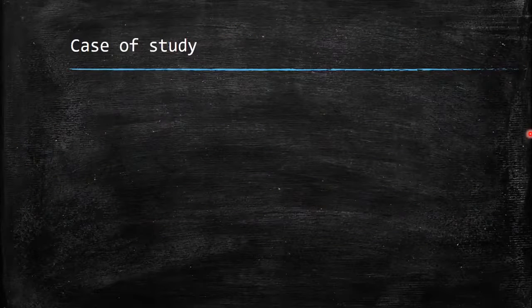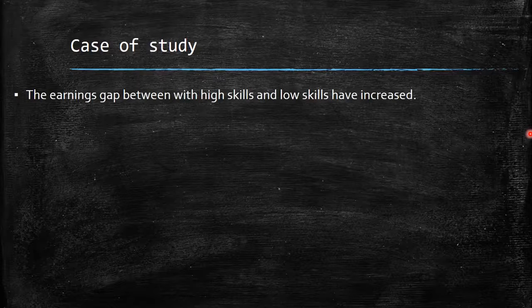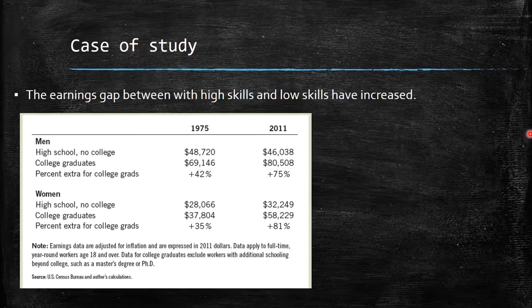Then here we have several cases of a study during this chapter that I wanted to share with you. This is the earnings gap between high skills people and lower skills. They have increased. Okay, follow here this interesting table. We have here two groups, men and women, where we can all the time make differentiation inside the labor market. Here we have two periods of time, 1975 and 2011.